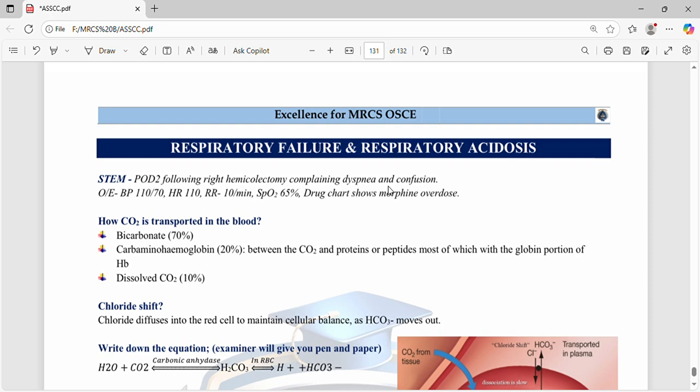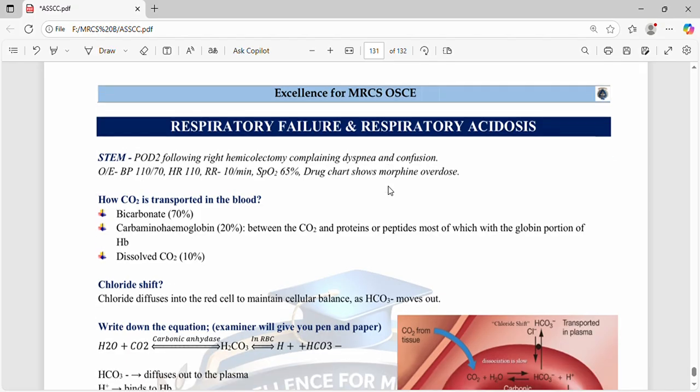So we are going to do the respiratory failure and respiratory acidosis station from critical care. Post-operative day 2 following right hemicolectomy, the patient is complaining of dyspnea and confusion. On examination, BP is 110/70, heart rate is 110, respiratory rate is 10 per minute. So it's a bit bradypnea. Respiratory rate is low. Suppose the oxygen saturation is 65%. Drug chart shows morphine overdose.